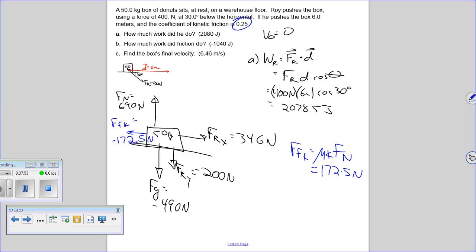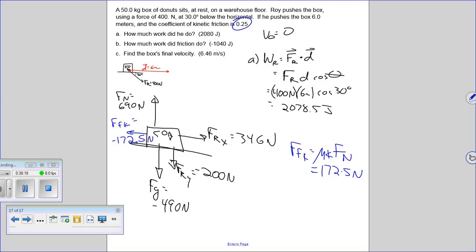Good? All right, so back to what Ethan was saying before. Now that we've split the force up into components, another way that we could have found the work done by Roy is to take just the horizontal component of his force and multiply it by the distance. And it gives you the exact same answer. All right? And in a lot of ways, I like that better.